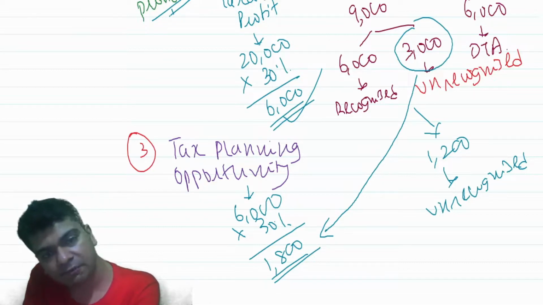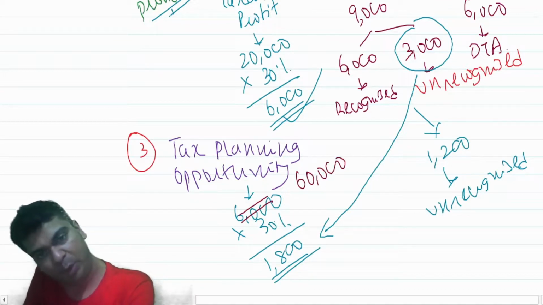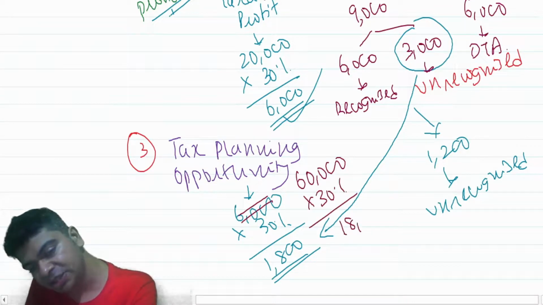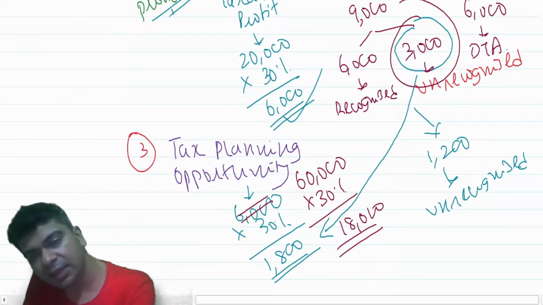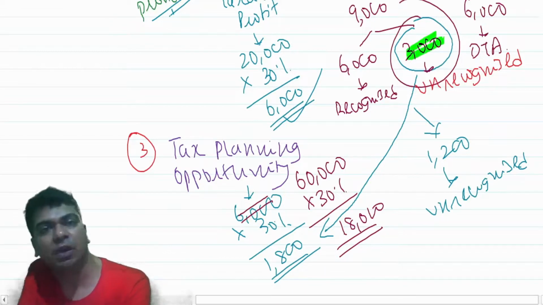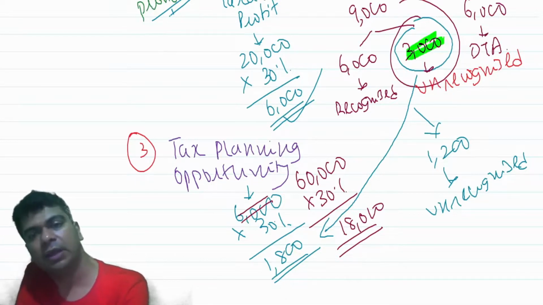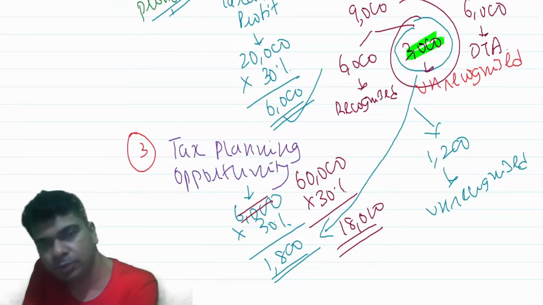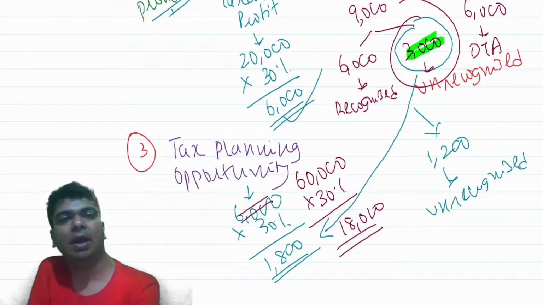Let me tinker the figures a little bit. Instead of 6,000, let's say you have a tax planning opportunity of increasing your profit by 60,000. That means I will end up paying additional tax of 18,000. Then this entire 3,000 will get recognized by us, because you have to now pay tax of 18,000 and I can save tax of 3,000 rupees due to the deductible temporary difference. This time the DTA is fully recognized.